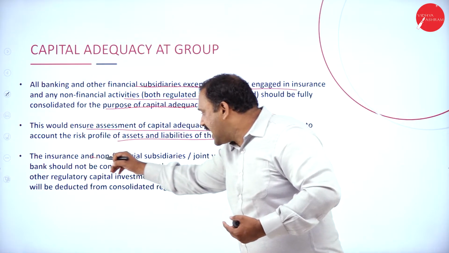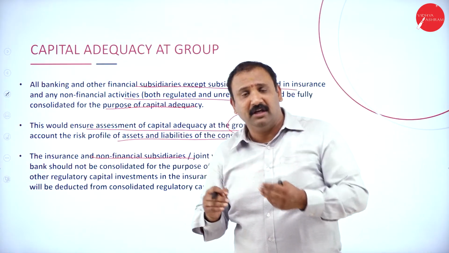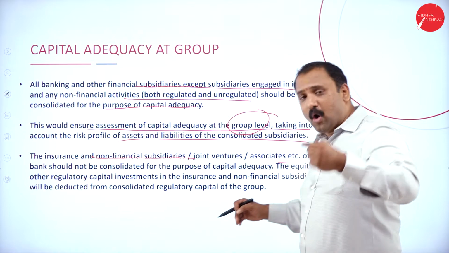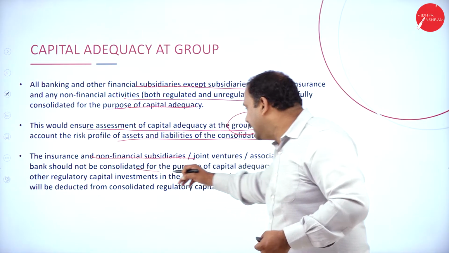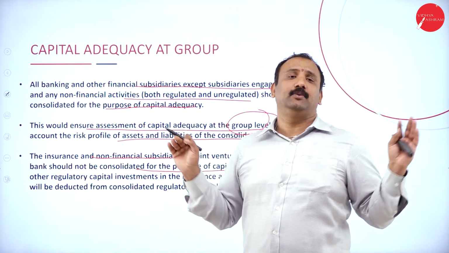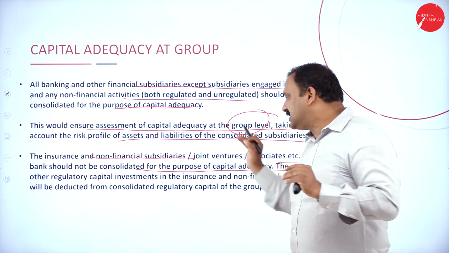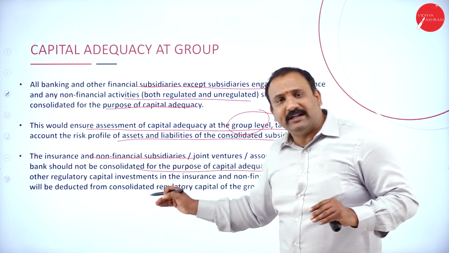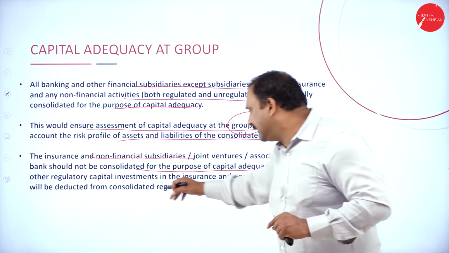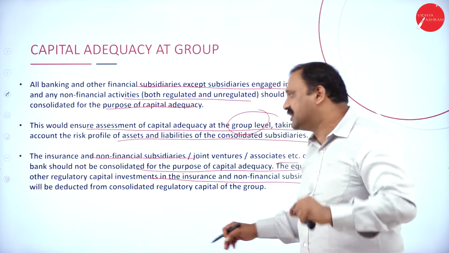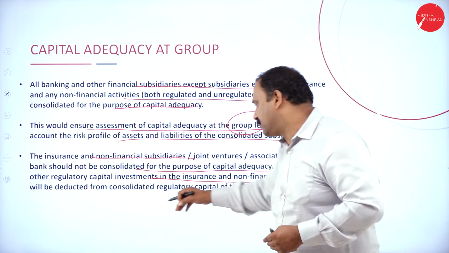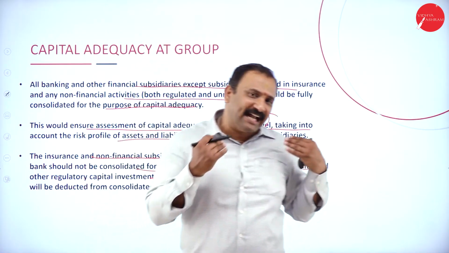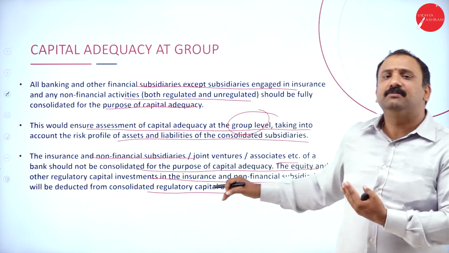Followed by the insurance and the non-financial subsidiaries. Now coming back to the very big sector called the insurance and non-financial subsidiaries, with the joint ventures and associates of a bank should not be consolidated for the purpose of capital adequacy. Now this is very clear. Why? Because let us not jump into this factor at any given point of time. What we are interested in is that the equity and the other regulatory capital investments in insurance and non-financial subsidiaries will be deducted first from the consolidated regulatory capital of the group.